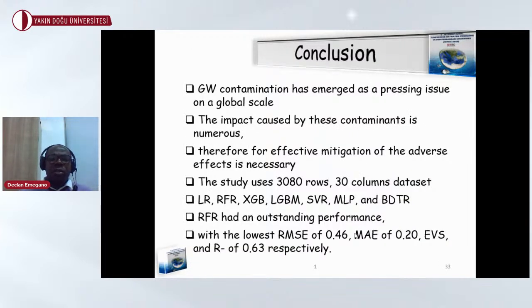So in conclusion, what we are saying is that groundwater contamination has been a pressing issue globally, and its impact is very numerous, because when we mitigate the effects, it is going to be through our study. We are presenting to the opinion leaders that using a study of 38 data sets and 30 columns, random forest regression had an outstanding performance in predicting this work, with the lowest root mean square error of 0.46 and an R value of 0.63 respectively.